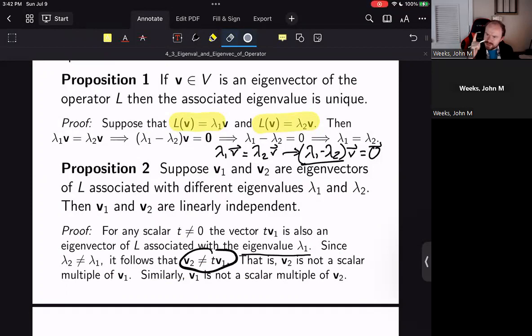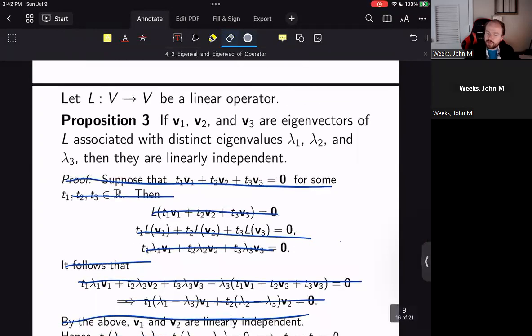The question is, we did this for one vector, we did this for two vectors, can we do this for three vectors? You better believe that we can. If you have v1, v2, v3, different eigenvectors associated with different eigenvalues, they also end up being linearly independent. We are about to establish a process by which we can continue on by induction to do this for any number of eigenvectors and eigenvalues. Let's see how this little bit of an inductive step works here.